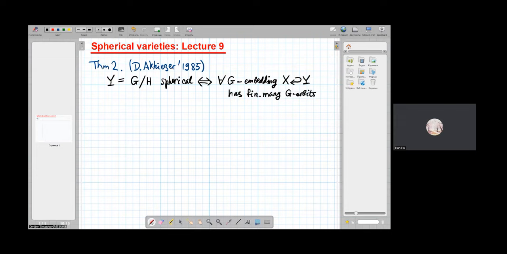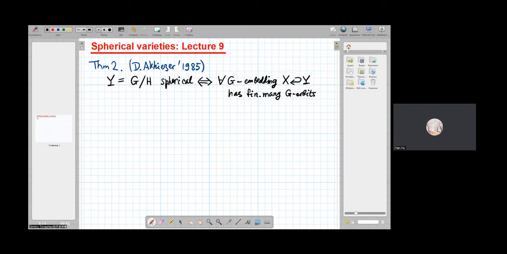So the theorem gives you yet another characterization of spherical homogeneous spaces. We need Y to be open in X, right? So when I speak about a G embedding, I mean an algebraic variety with the action of G such that this given homogeneous space is contained in X as an open dense orbit. So X is supposed to be an irreducible G variety, and Y is supposed to be the unique open G orbit in X. And this is what I call a G embedding.